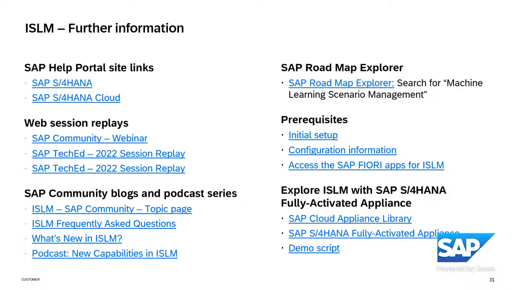For private cloud and on-premise, there are certain prerequisites to set up ISLM. It's an initial one-time activity, and the steps are also described here. You can also explore ISLM in a CAL appliance, so you can get your own CAL appliance, and a lot of pre-delivered use cases are already enabled for you to try out, and you can also try out custom creation with ISLM in the CAL appliance as well.